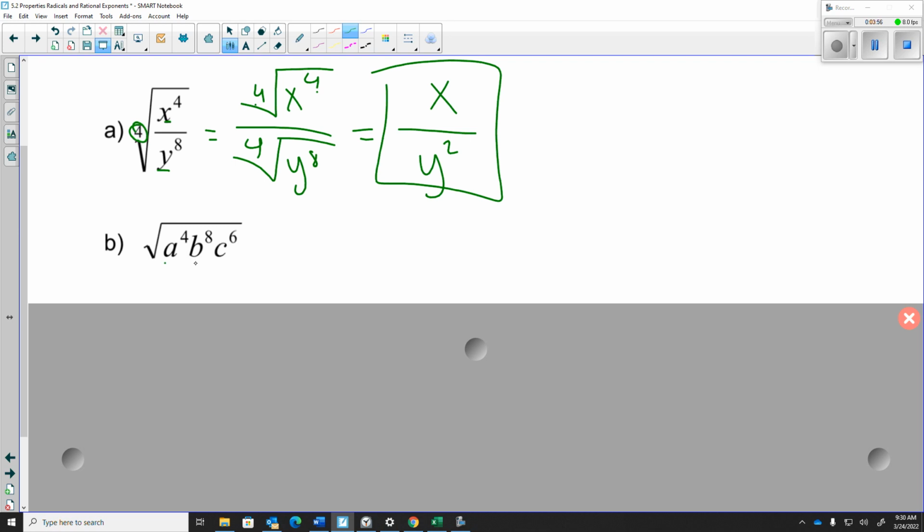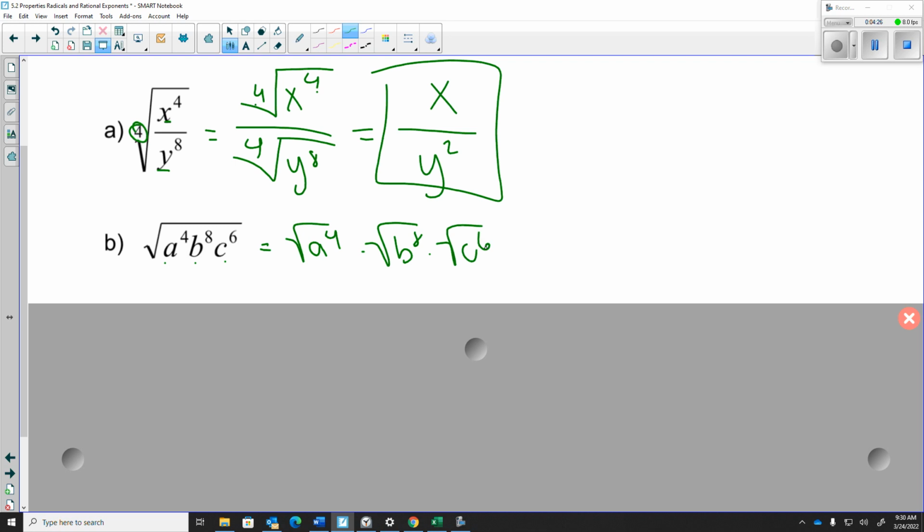Can you combine these things right now? No. Nope. What can you do? Separate them. Again, they're all underneath the same root. What kind of root is this? It's a square root. There's no 2 there, but I know it's a square root. They're all underneath the square root, so split them up, just like we did here. Give the square root to each piece individually. So it's the square root of a to the 4th times the square root of b to the 8th times the square root of c to the 6th.